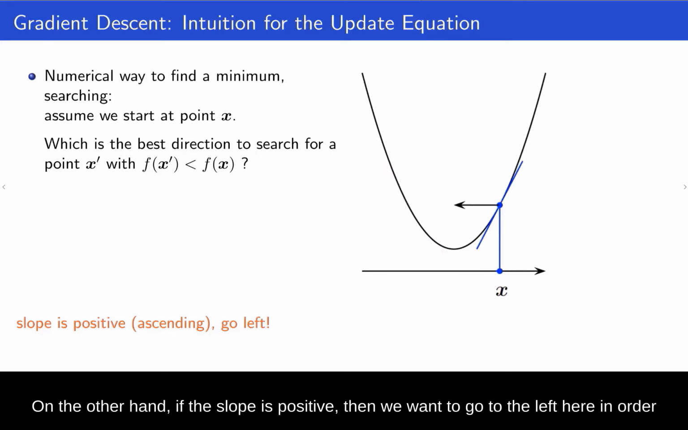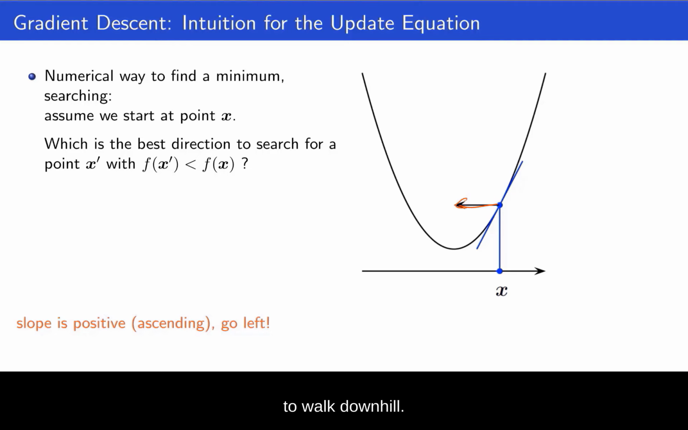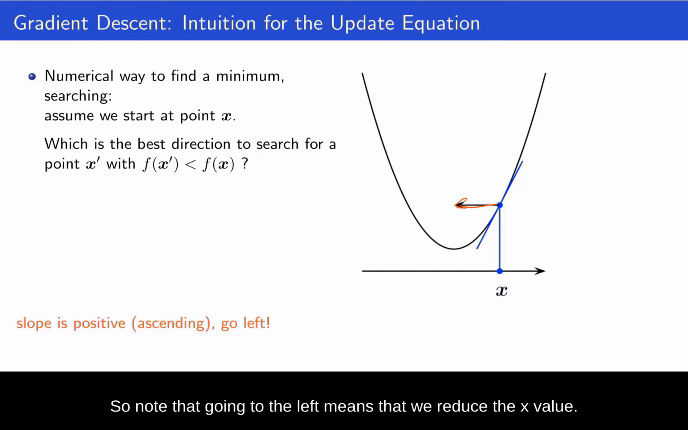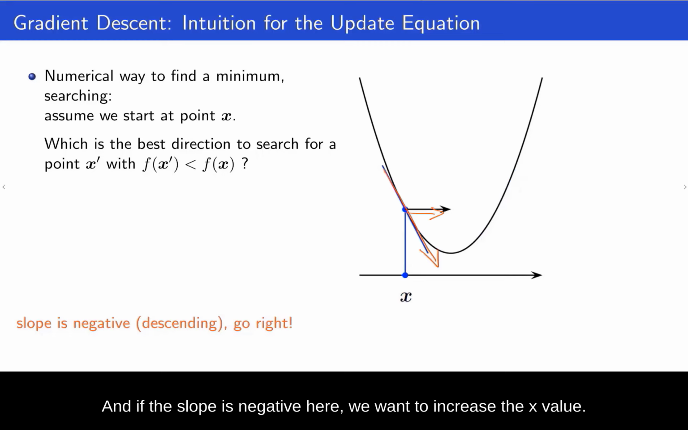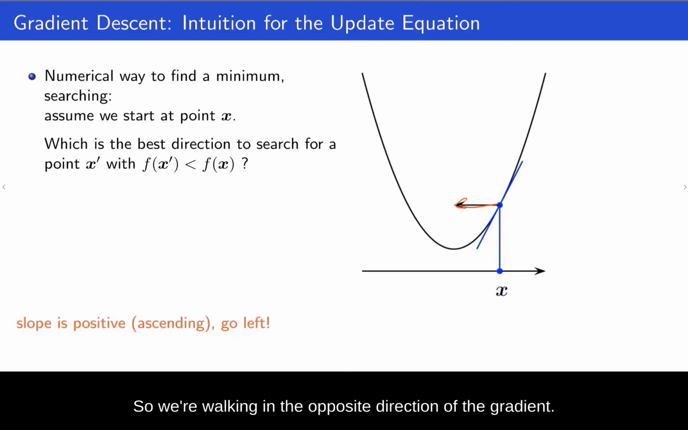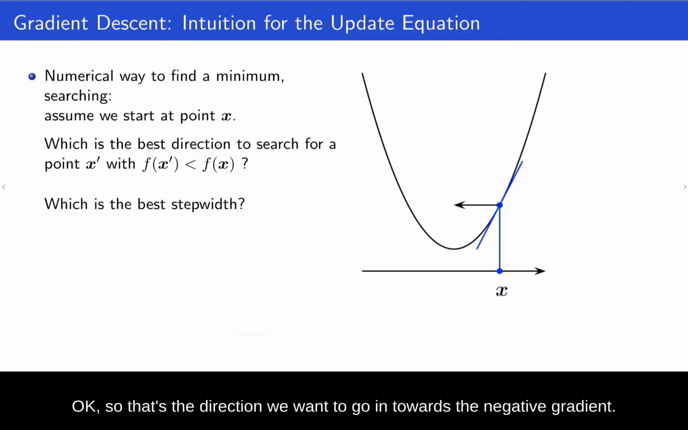On the other hand, if the slope is positive, then we want to go to the left in order to walk downhill. Note that going to the left means that we reduce the x value. So if the slope is positive, we want to reduce the x value. And if the slope is negative, we want to increase the x value. So we're walking in the opposite direction of the gradient. We're following the negative gradient signal.